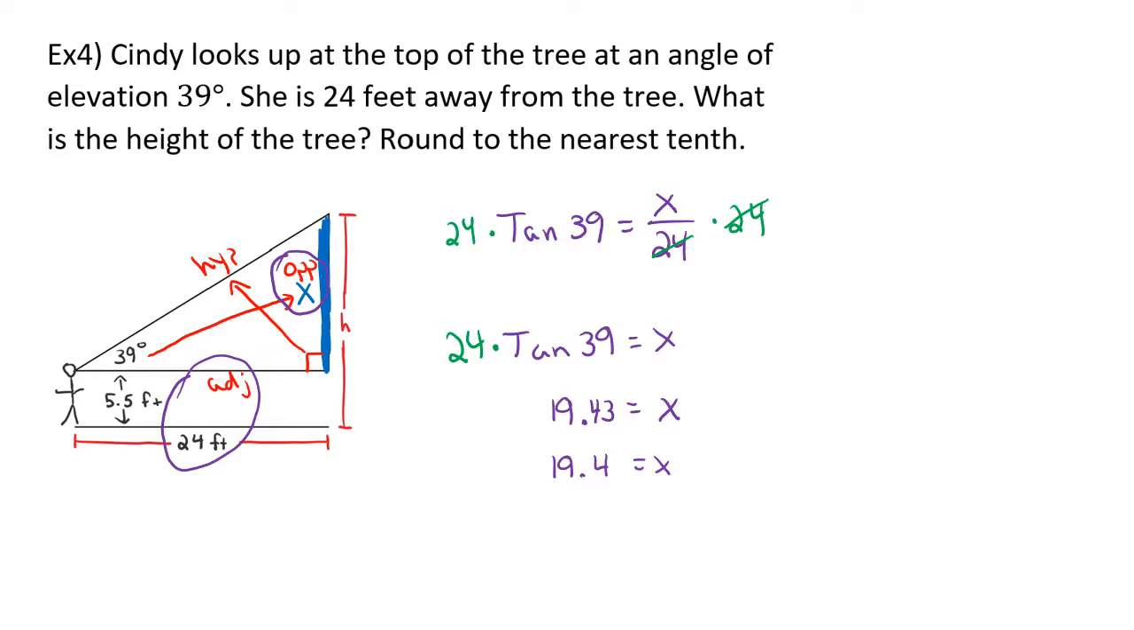But that is not the height of the tree. All we did was find the height of the blue line that I drew there. Keep in mind that she's looking directly at the tree. We have to account for her actual height from her eyeballs to the ground. So we have to include this 5.5. We're going to add those together to get the height. So 19.4 plus 5.5 is 24.9 feet. So our tree is 24.9 feet tall.